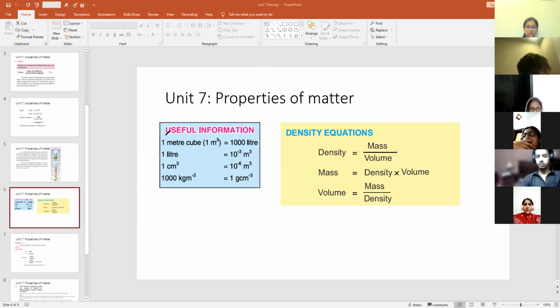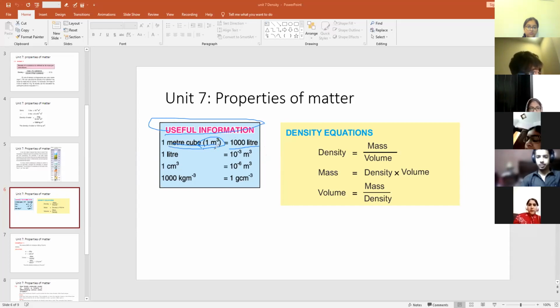Then there's some useful information which you have to memorize. 1 meter cube is always equal to 1000 liters. We already discussed in the previous slide that 1 liter is equal to 10 raised to power minus 3 meter cube. So this information is useful whenever the volume is given in liters or in centimeter cube and you have to convert it into meter cube. So this data is very useful for that purpose.